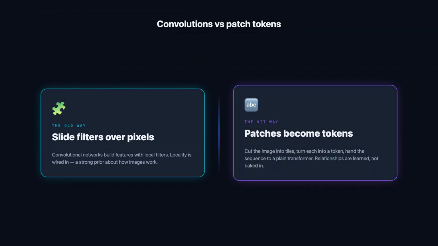Patch embedding takes a different path. Carve the picture into tiles, turn each tile into a token, and hand the whole sequence to a plain transformer. The model learns how patches relate through attention rather than having locality wired in from the start.